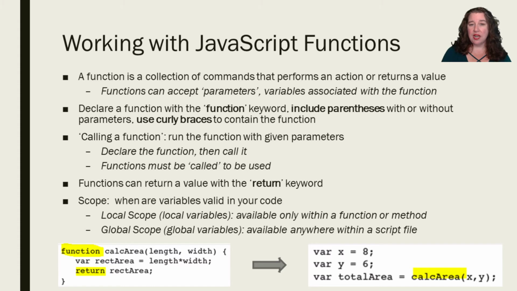So if I am outside of this function, somewhere else in my code, and I try to reference rect area, it's not going to know what it is. It's not going to know what the variable is because its scope is only inside of my function. It's a local scope. You can have global scope, which is variables available anywhere within your script file.